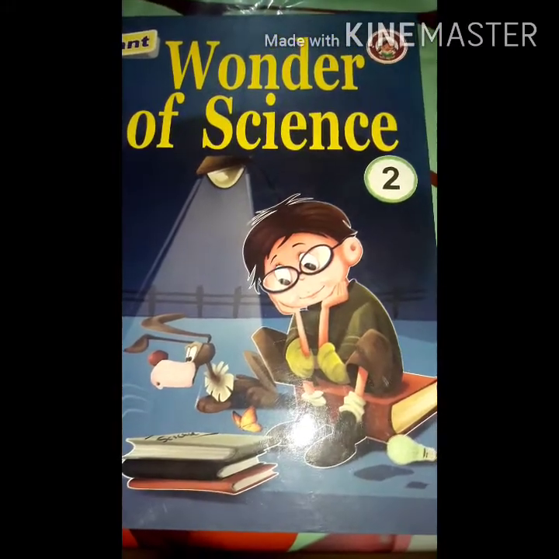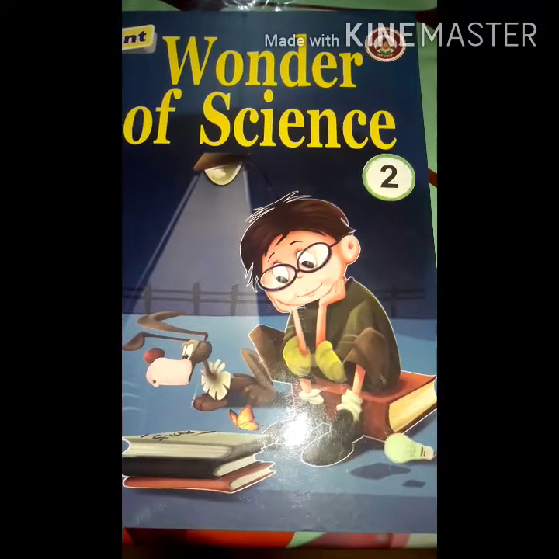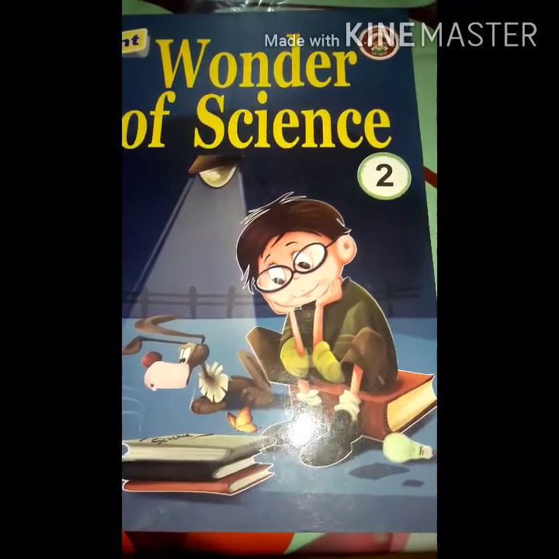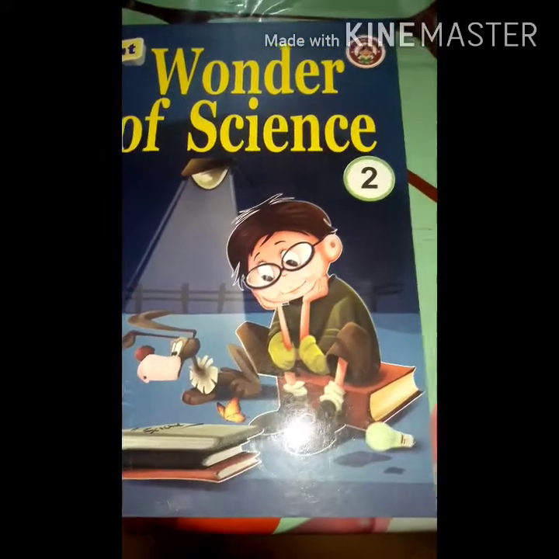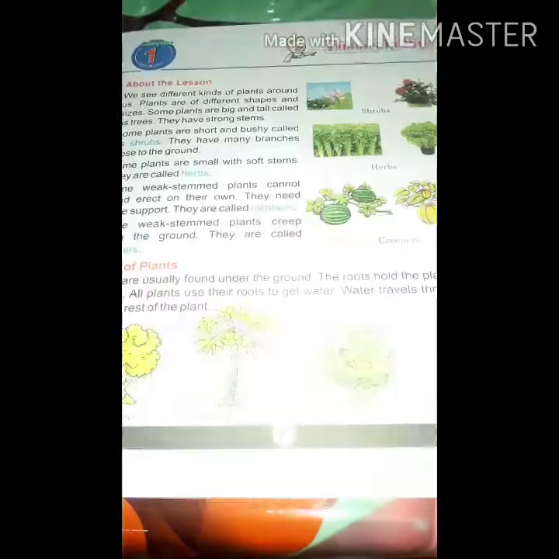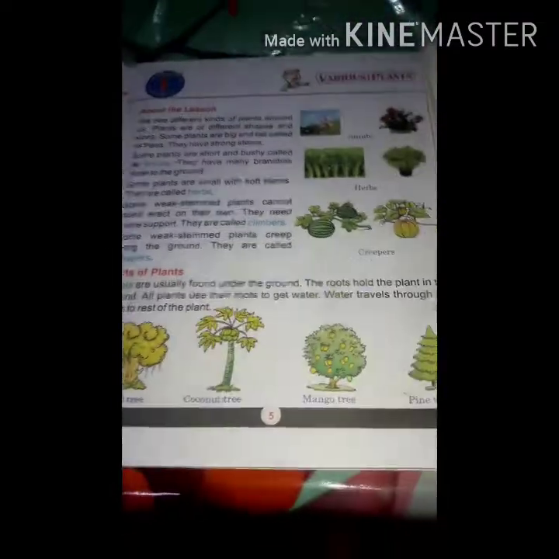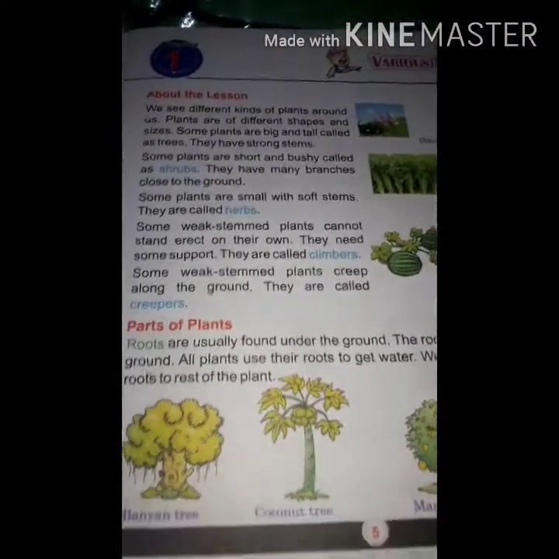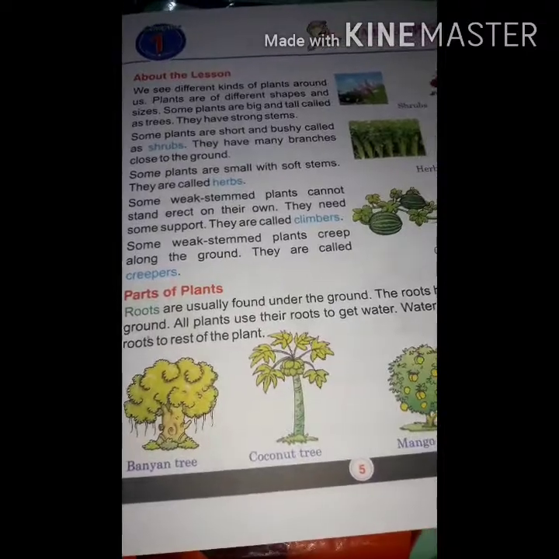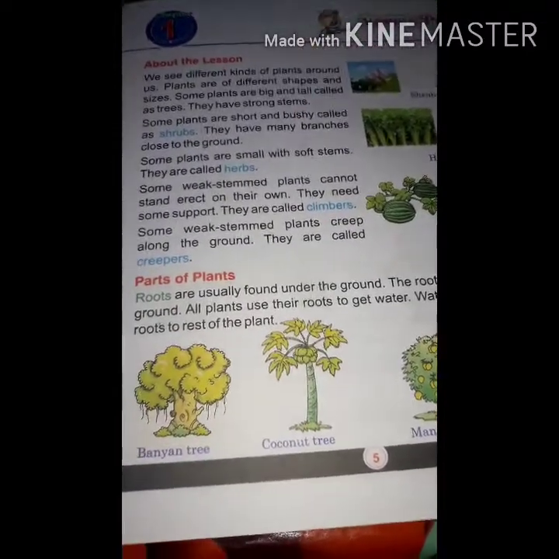Today we will start the first lesson of class 2nd for the subject science. The name of the book is Wonder of Science. Now we will start the first lesson. The title of the first lesson is Various Plants. Now we will study different types of plants in this chapter.